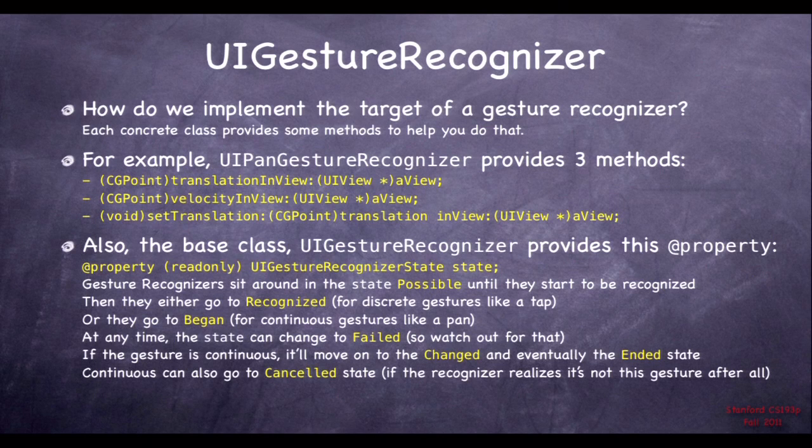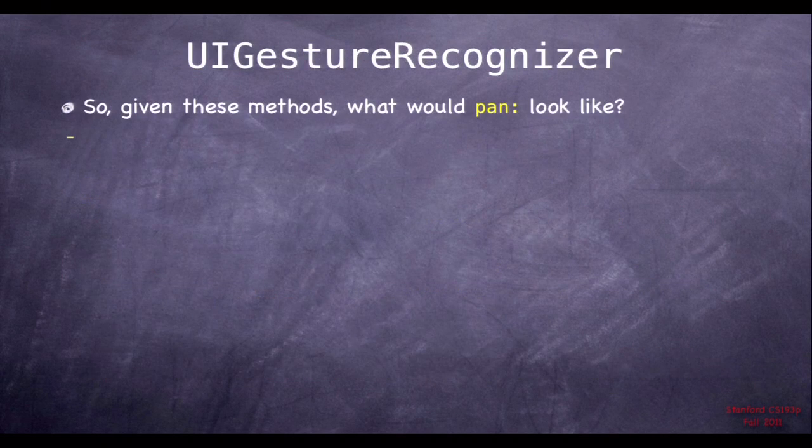And failed and cancelled can happen in states where you are doing a certain gesture and some other gesture interferes. Okay? Like you're doing a pinch and it turns into a 3-finger tap or something. I don't know, something that would interfere. Or you're doing a gesture and a phone call comes in and you're gone. Okay? That would obviously cancel the gesture. All right, so given this information, what would pan look like, for example?